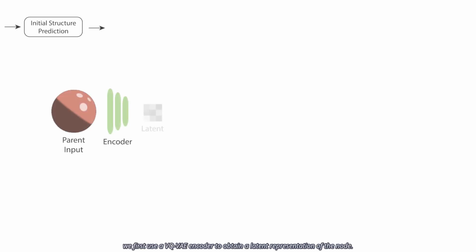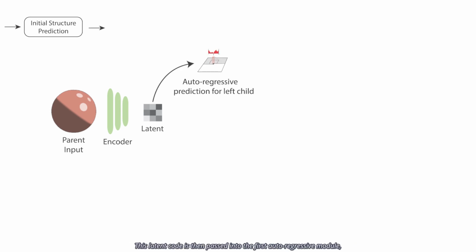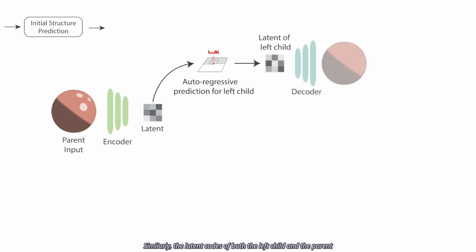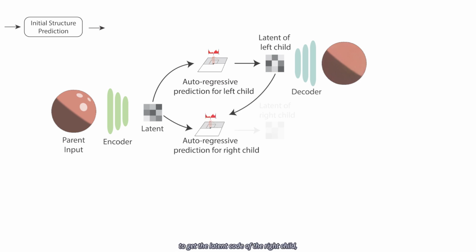This module is recursively applied to each step of the tree decomposition. Given the parent node at some intermediate step, we first use a VQ-VAE encoder to obtain a latent representation of the node. This latent code is then passed into the first autoregressive module, which samples the latent code for the left child. The latent code for the left child is then fed into the decoder to produce a corresponding image representation. Similarly, the latent codes of both the left child and the parent are passed into a second autoregressive module to get the latent code of the right child, which is also decoded into an image.